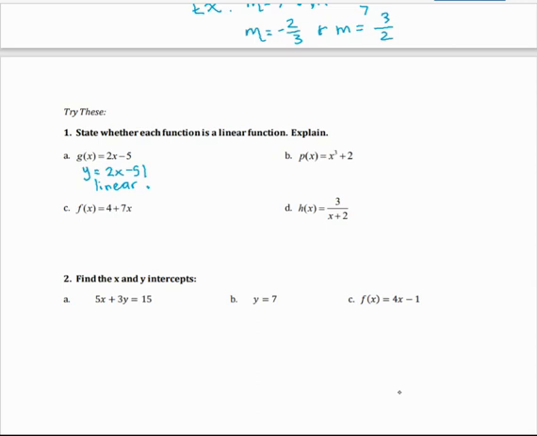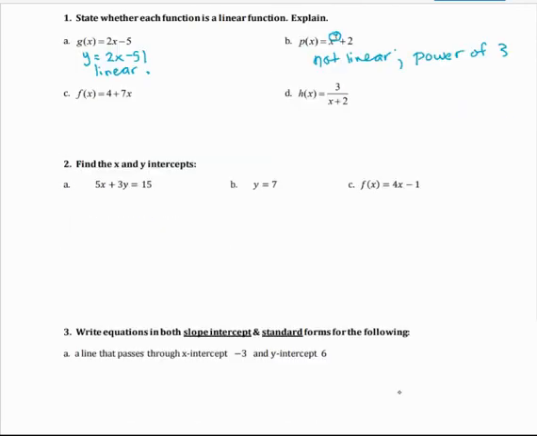What about B? If we look here, we have a power of 3. So this is not linear, because the highest power is 3. You try C and D on your own.